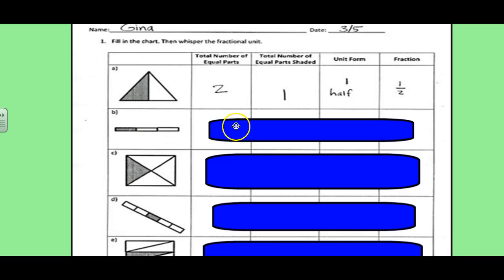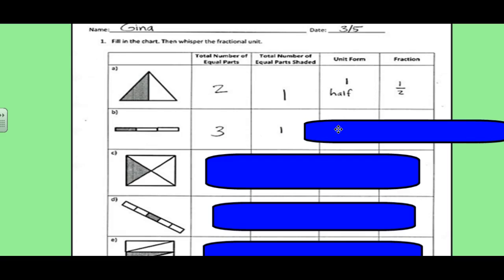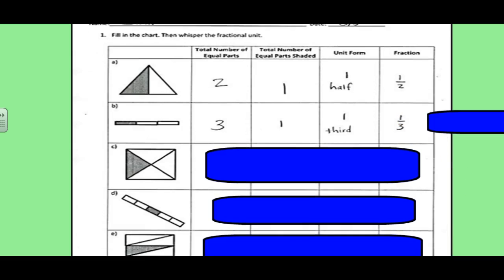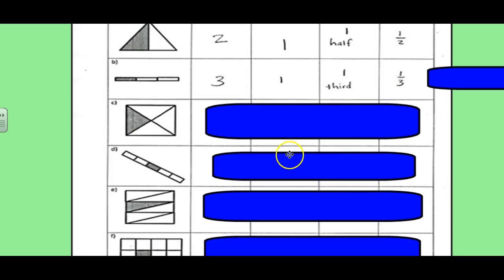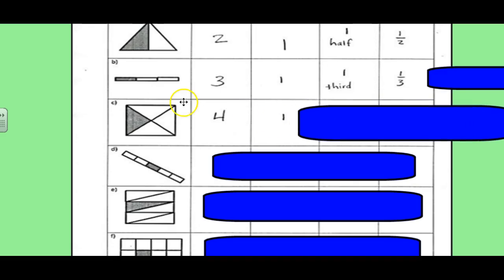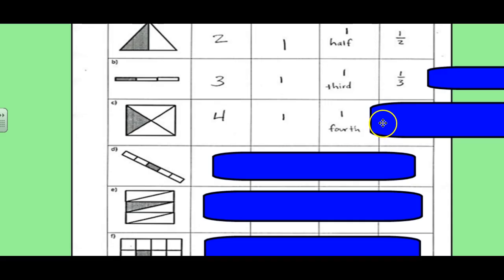So for part B, there are 3 parts total, and there's 1 part that is shaded. Each part on this rectangle is 1/3, and the fraction that is shaded is also 1/3, but we're writing that with numbers. Okay, moving on down, there are 4 equal parts. 1 part is shaded. Each part in this rectangle is 1/4. And the fraction that is shaded is also 1/4.